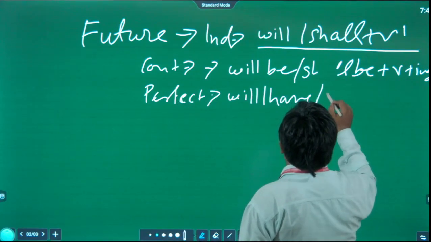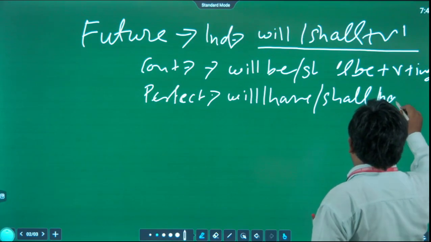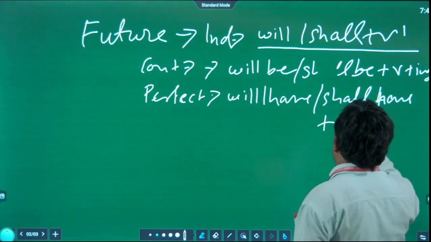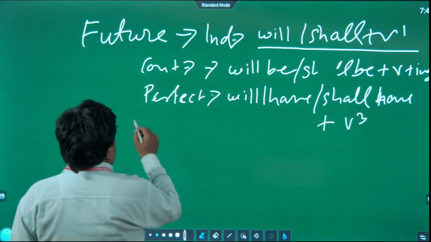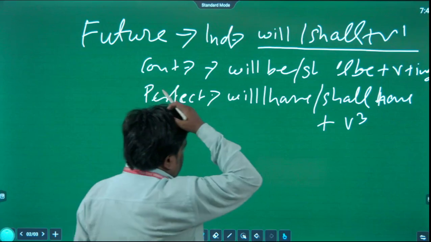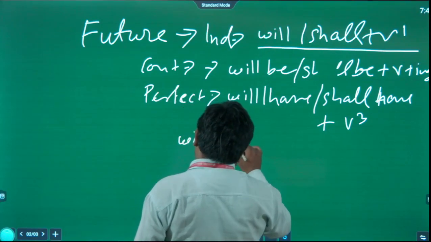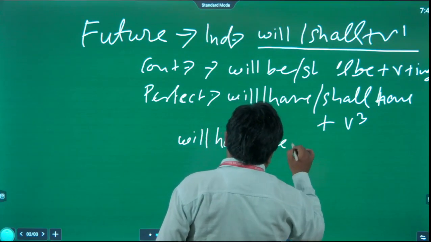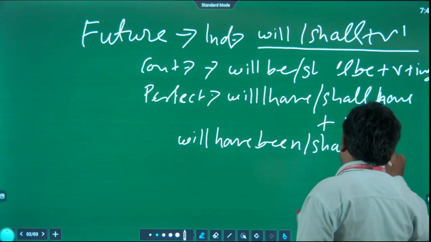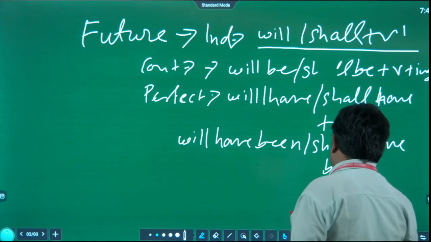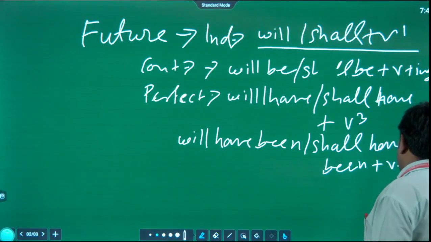Will have or shall have, and the third form of the verb used here. But in the last tense, it means future perfect continuous tense, here will have been, shall have been, and with it the ing form of the verb is used.